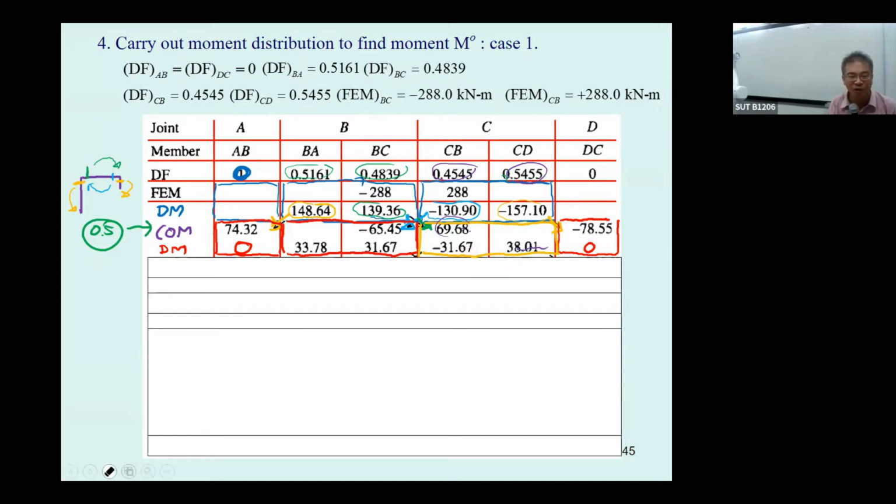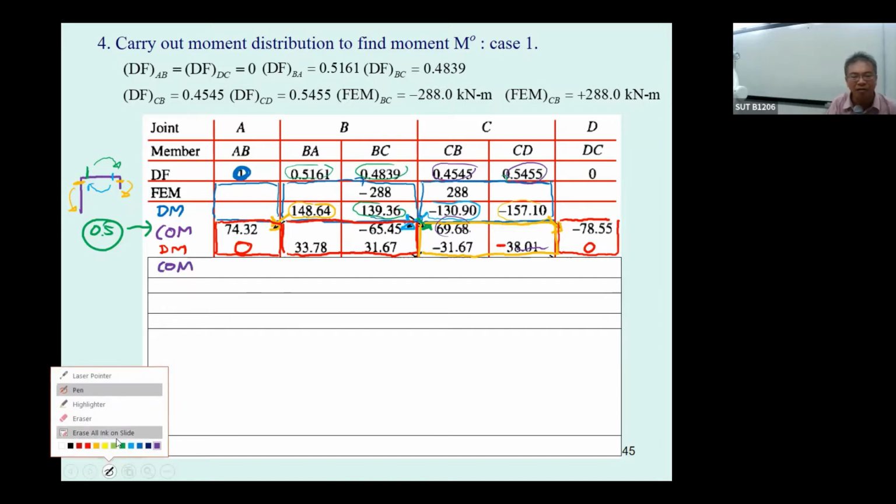Okay, so this is wrong. The sheet here is not correct. Just put negative here, and the result will be correct. And you just do this. Do what? Do again the carry over moment. Now you do the carry over moment, and you repeat what you have considered.